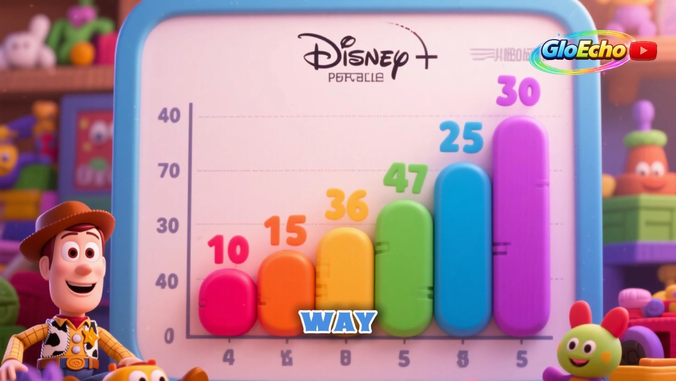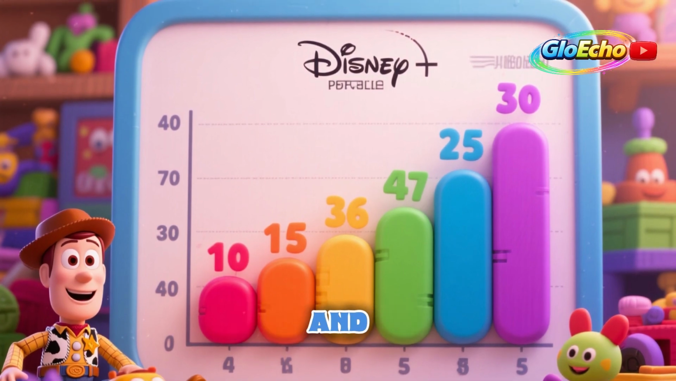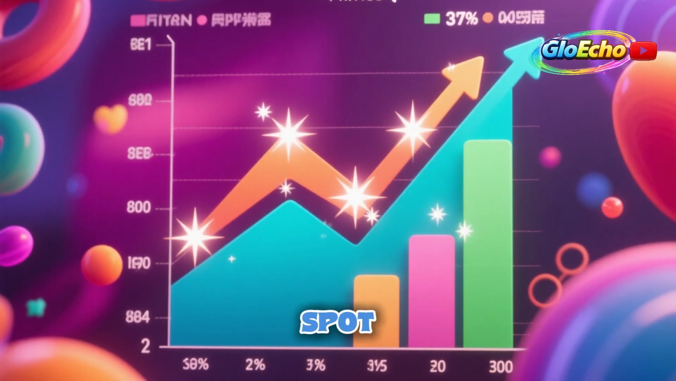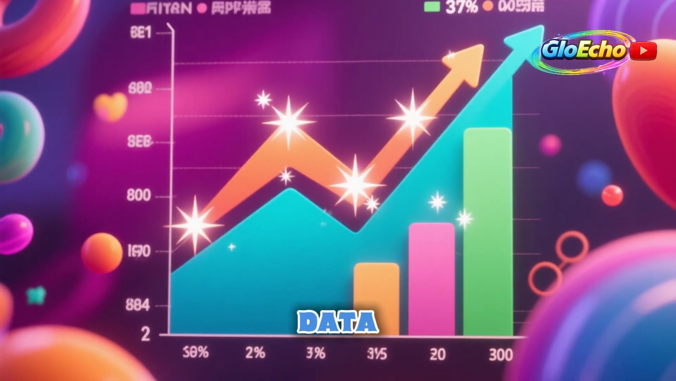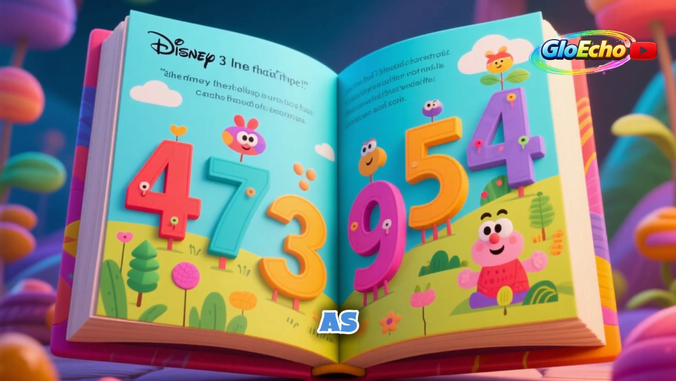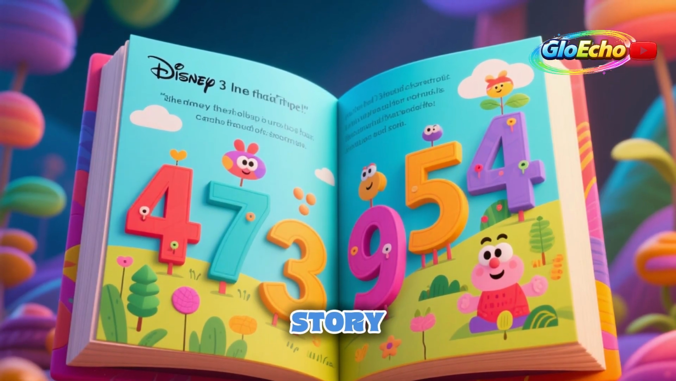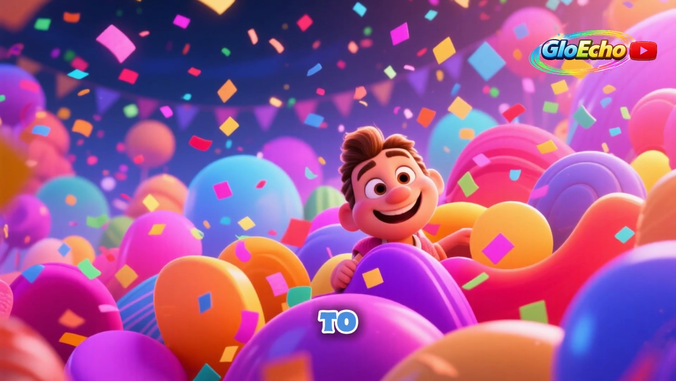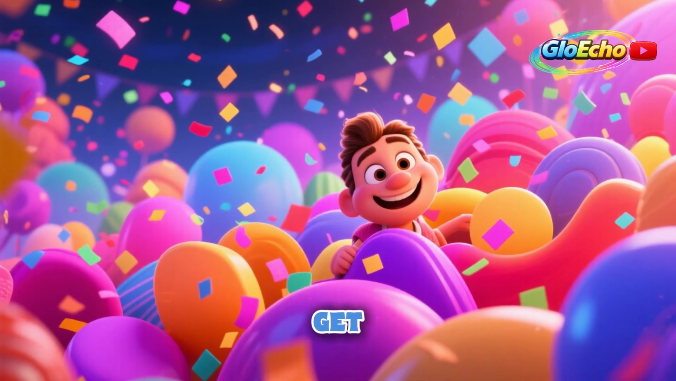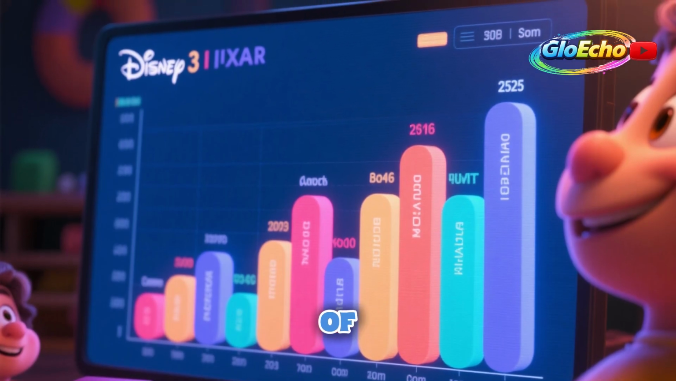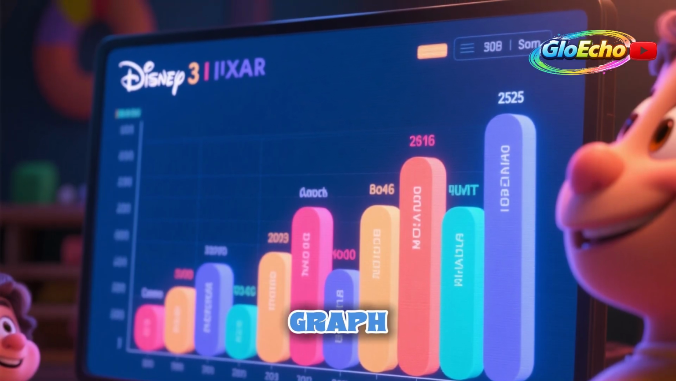It's a visual way to organize information and see it all at once. It helps us compare things, spot patterns, and understand data in a snap. Think of it as a secret code that turns boring numbers into an exciting picture story. Ready to crack the code? Let's get started. First up, let's talk about the most common type of graph you'll see, the bar graph.